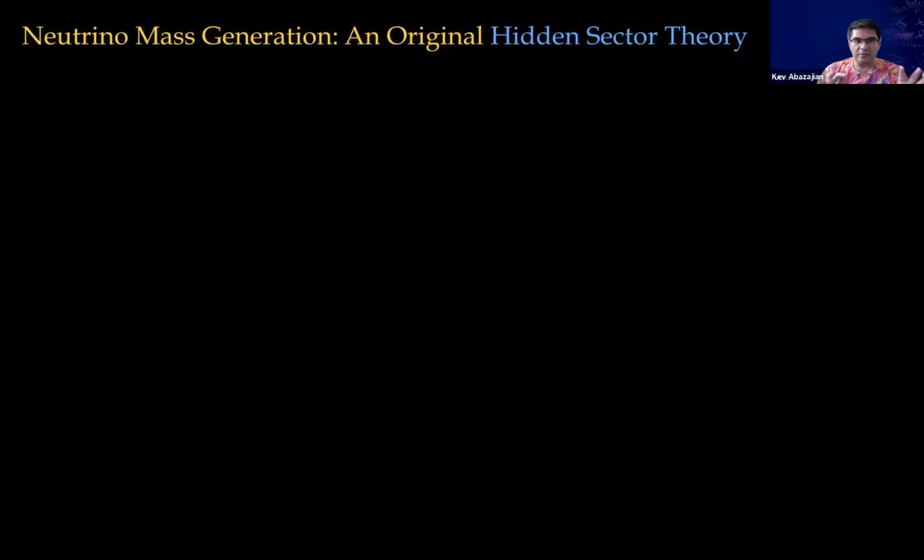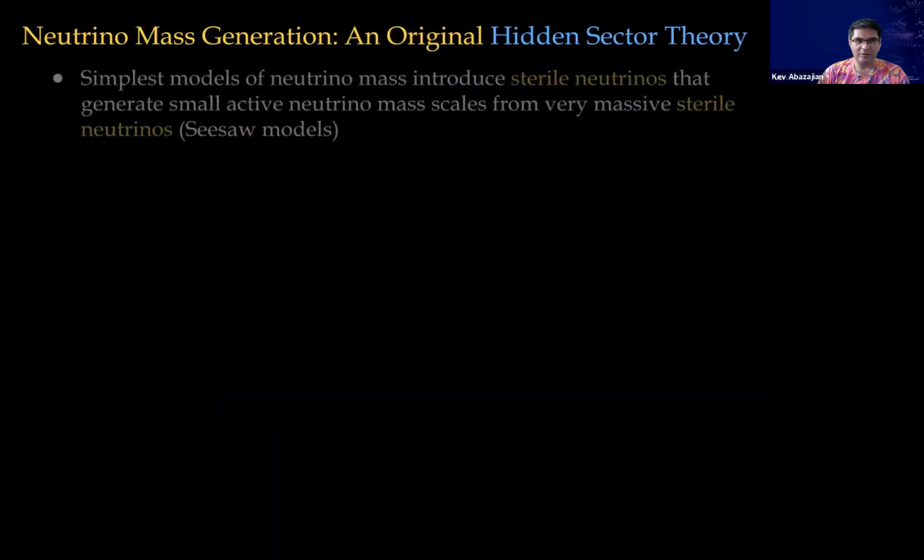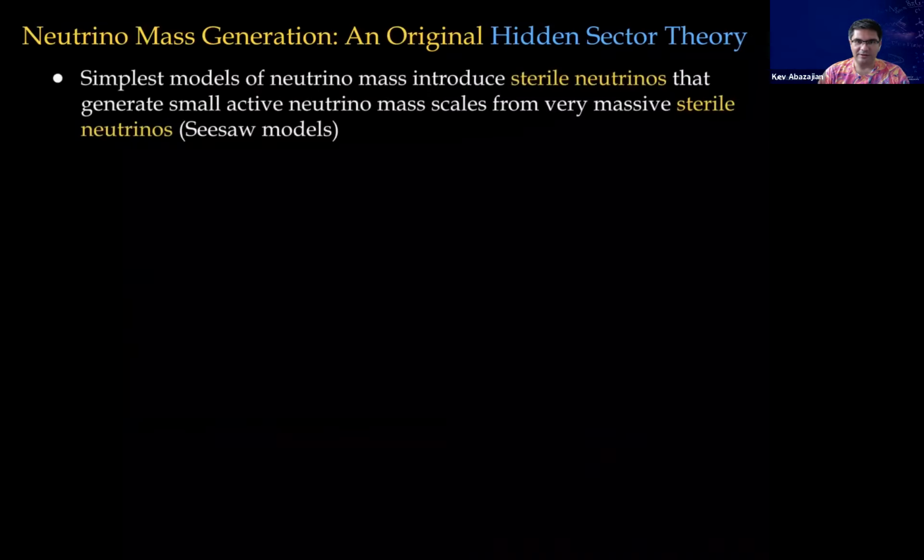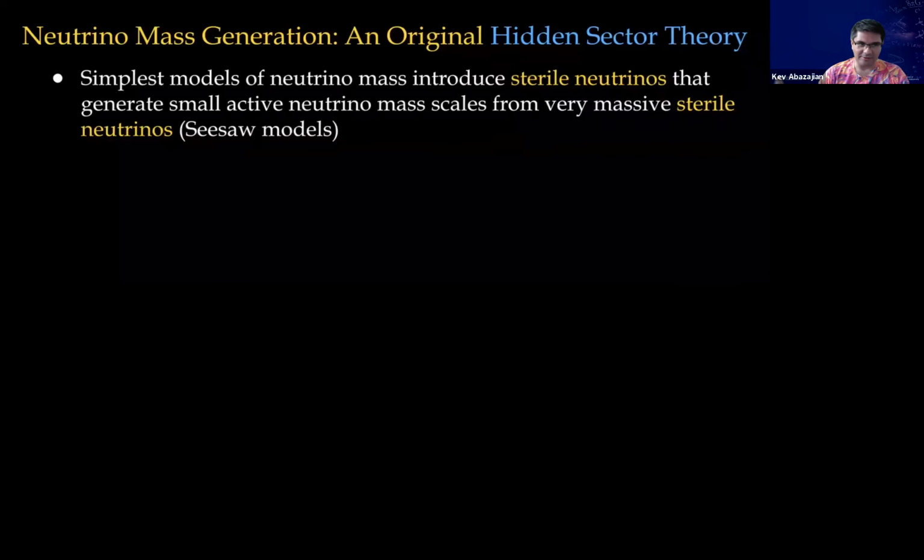And so I'm just going to go through neutrino mass. You've heard about this from others a lot, but I'd just like to go over this real quickly. Neutrino mass generation is, I don't know if it's the original hidden sector theory, I'm pretty sure that's not correct, but it's certainly one of the original hidden sector theories.